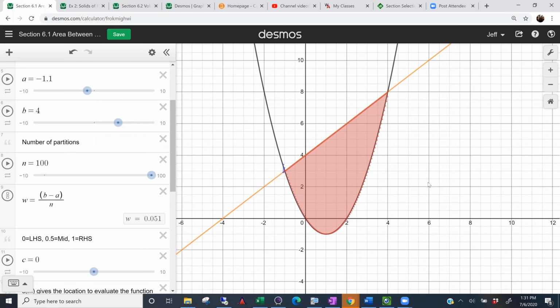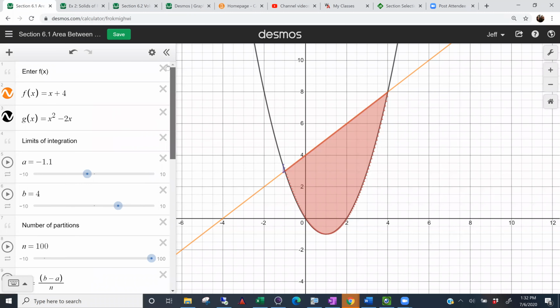So in section 6.1, we're going to try and find the area between two curves. In this case, we're looking at these two curves: the curve of f of x equals x plus 4, and the curve of g of x equals x squared minus 2x. I hope you know which one is which. Of course, I think it's pretty clear. One's a straight line, one's a parabola.